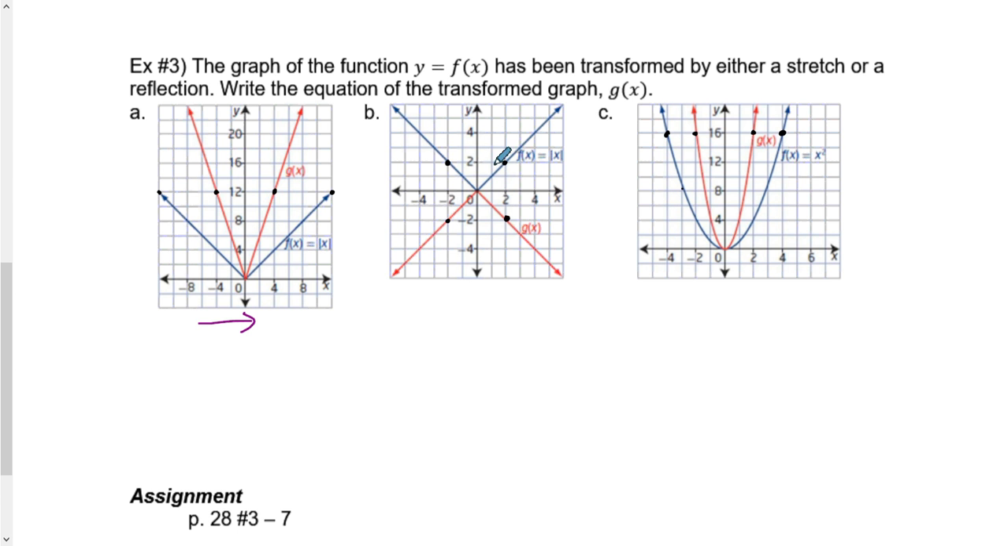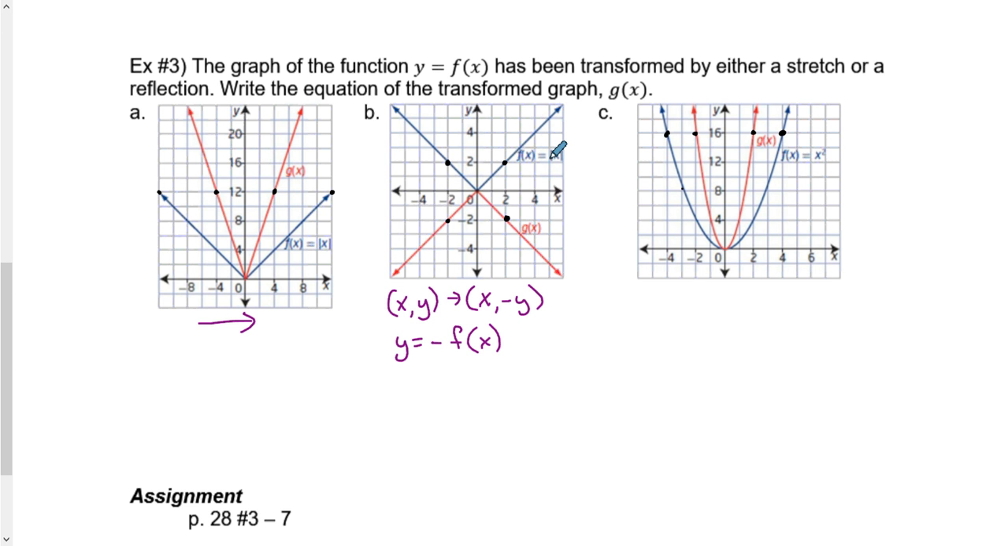From blue to red, we just see it has reflected over the x-axis. So that means that any of our points, x comma y, the x's are staying the exact same, but reflecting over the x-axis means we're just going to make our y's negative. So the equation, since we're dealing with the y's, it's on the outside, reflecting over the x-axis is just putting a negative in front of our f of x.